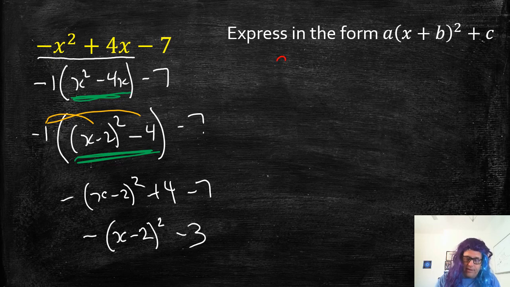Okay, so my equivalents, my A is minus 1. My B is minus 2. My C is minus 3. Right? That's what my A, my B, and my C are.